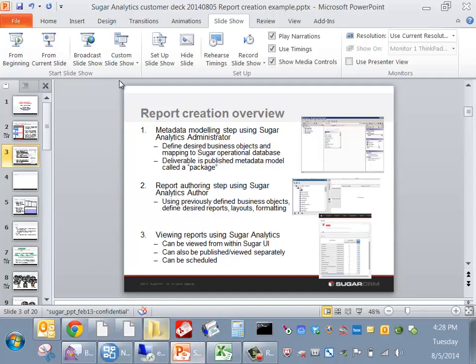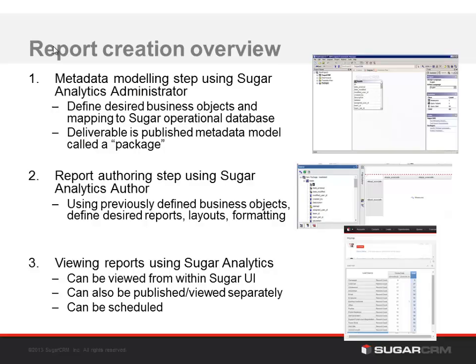So that's a quick overview of report creation. And just as a recap in terms of what we did, we initially signed in as an administrator using the metadata modeling tool. We then went in as a report author and authored our report based on that existing metadata model. And lastly, we went and placed that report as a dashlet in the Sugar UI, and we had options to publish or view that report separately as well.